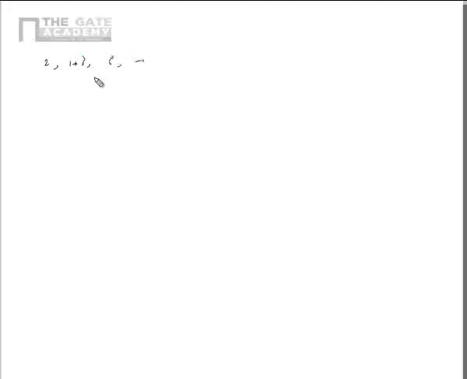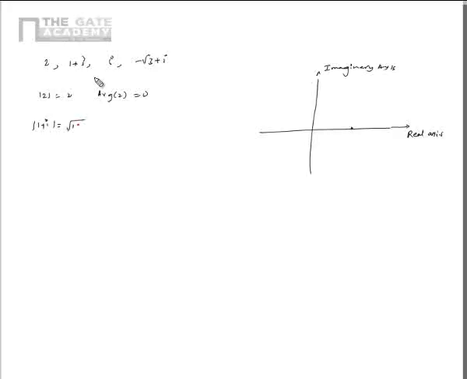and minus root 3 plus i, let's find the argument of each. Mod 2 is 2, and the argument of 2 would be 0 because it lies on the real axis. 2 lies somewhere here. So this is your Argand plane. Then for 1 plus i, the modulus will be root of x squared plus y squared, so root of 1 squared plus 1 squared, which is root 2.